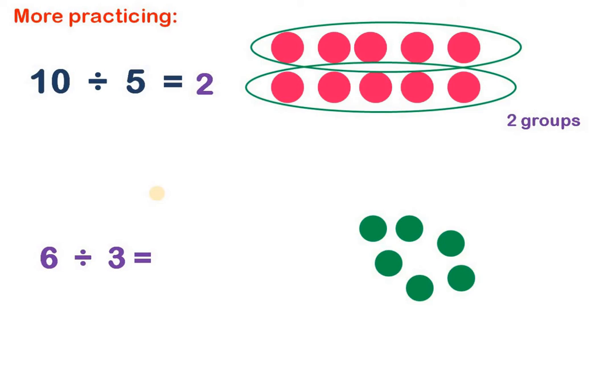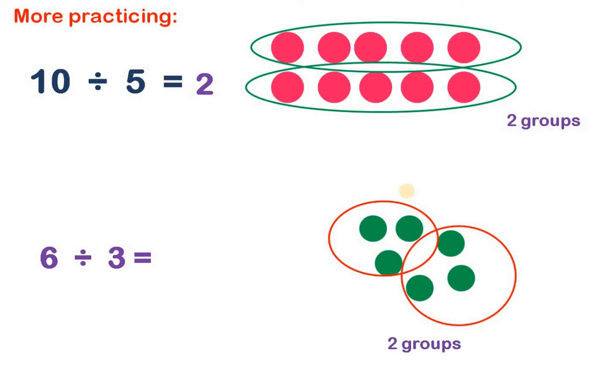We need to divide them in groups of what? Of 3, exactly. So first of all, we need to count the first 3. 1, 2, 3. This is the first group. And 1, 2, 3. This is the second group. So 6 divided by 3, 2 groups. 6 divided by 3 equals 2.